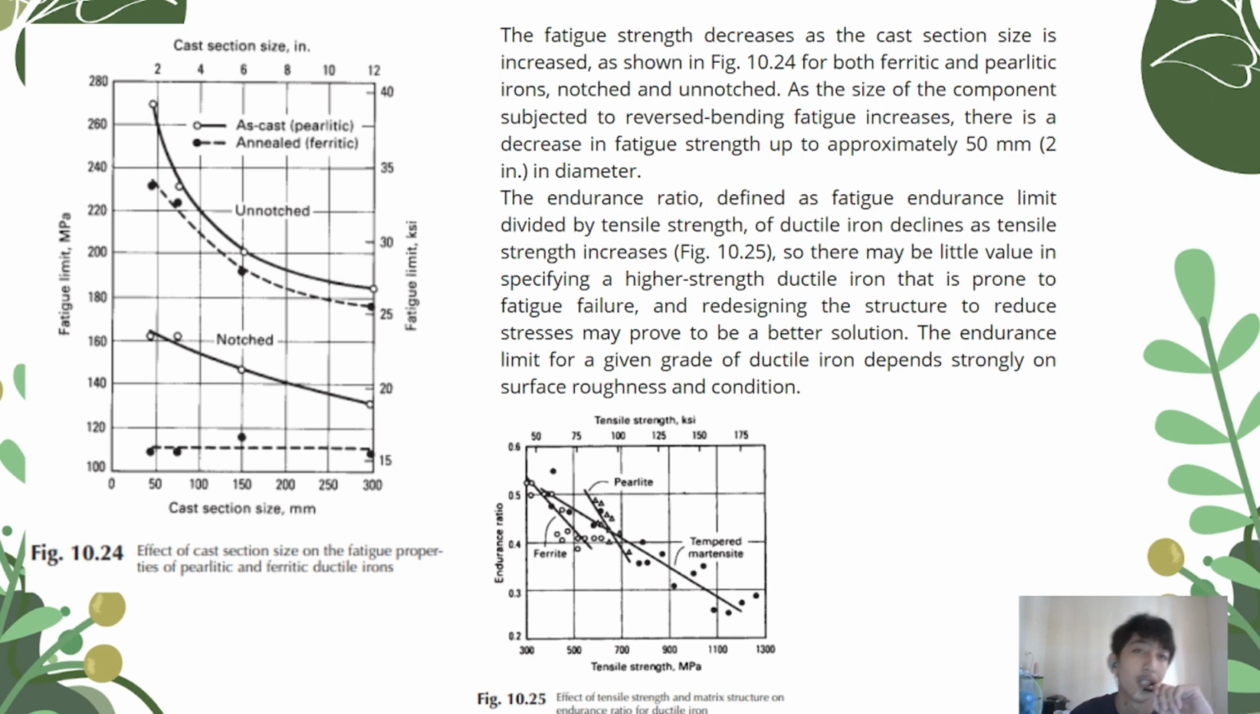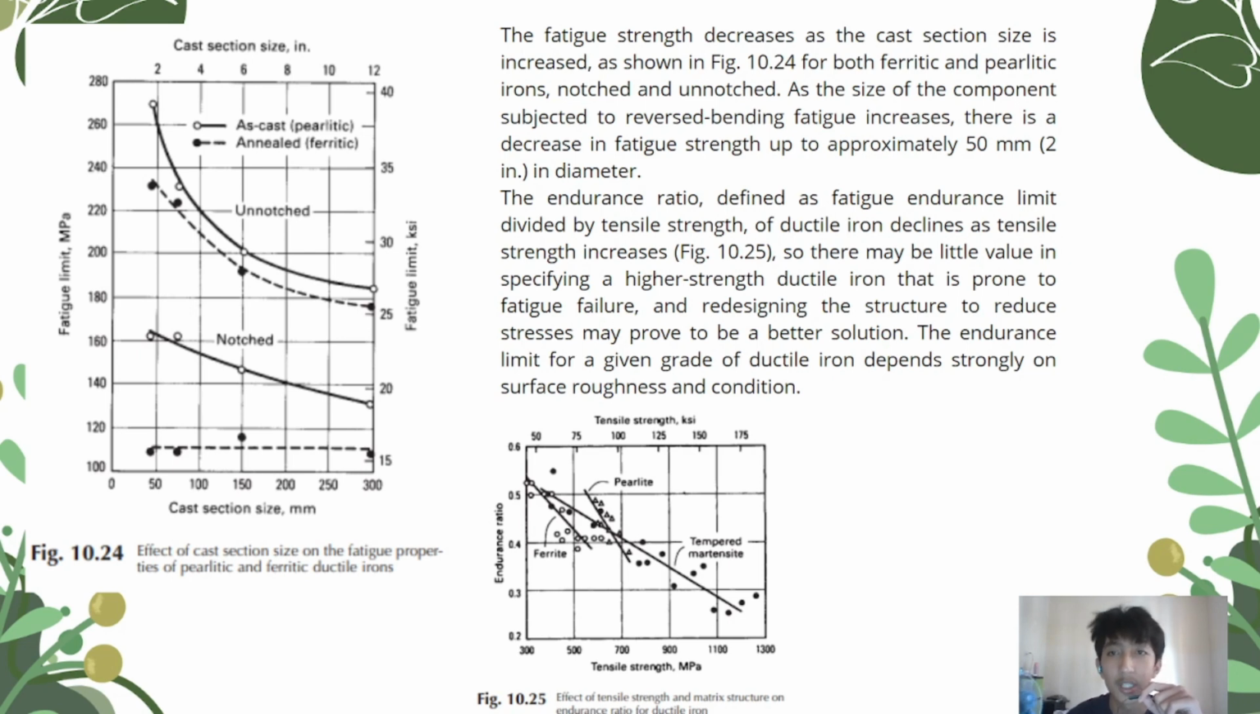Okay, the next is that fatigue strength decreases as the cast size, section size, increases as cylinders. The picture shows the effect of cast section size on the fatigue properties of ferritic and pearlitic ductile irons. For both ferritic and pearlitic irons, as the size of components subject to rotating-bending fatigue increases, there is a decrease in fatigue strength up to approximately 50 mm, or 2 inches, in diameter.